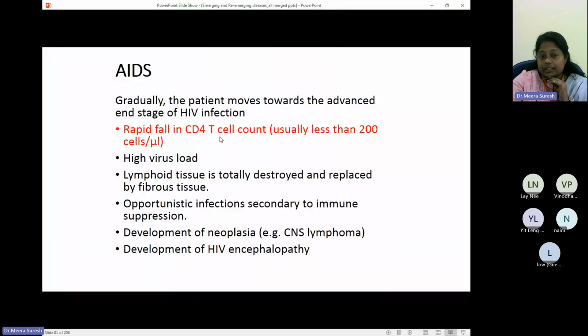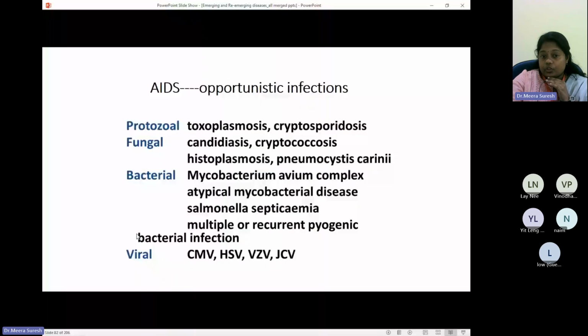There is a rapid fall in CD4 T cell count, usually less than 200. The virus load will be very high. Lymphoid tissue will be totally destroyed and replaced by fibrous tissue. Opportunistic infection can take place. Development of neoplasia, many types. Kaposi sarcoma is the one we told. Another one is CNS lymphoma, and development of HIV encephalopathy. Like anything can be possible.